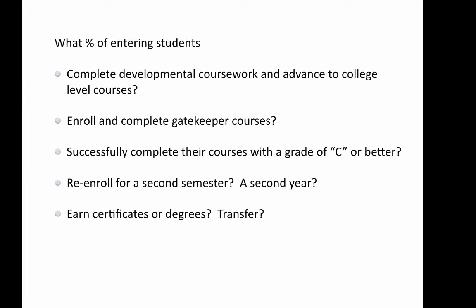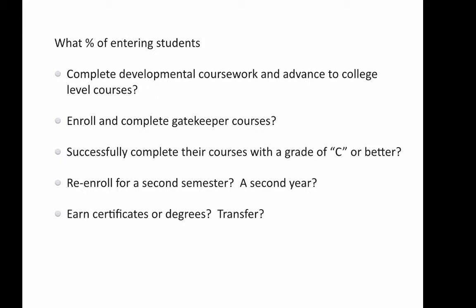We use essentially 5 data points to look in common at institutions who are on a student success journey so that they have common definitions and common transition points so they can look and compare themselves to other institutions and look at the types of interventions behind these data points to see where the student experience can be improved. So what percent of entering students complete developmental coursework and advance to college level courses? Which groups of students enroll and successfully complete gatekeeper courses?